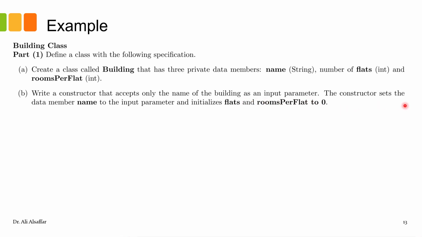Now the constructor sets the data member name to the input parameter. So we will give it an input parameter, and it will initialize this name by this input parameter. And also it will initialize flats and rooms per flat to 0. So flats and rooms per flat will be initialized to 0 by this constructor. Let us go and write the constructor in JGrasp.